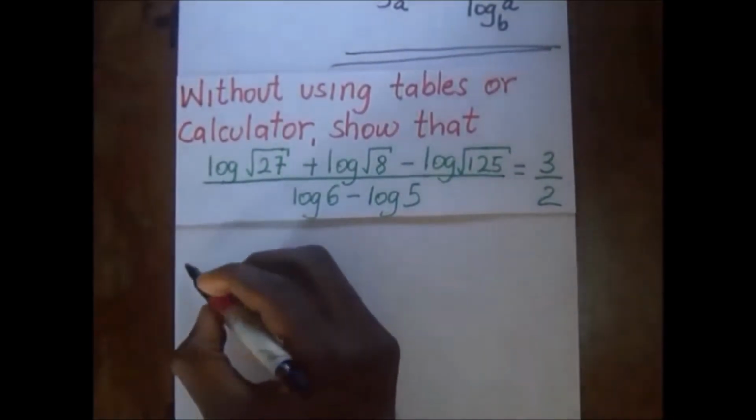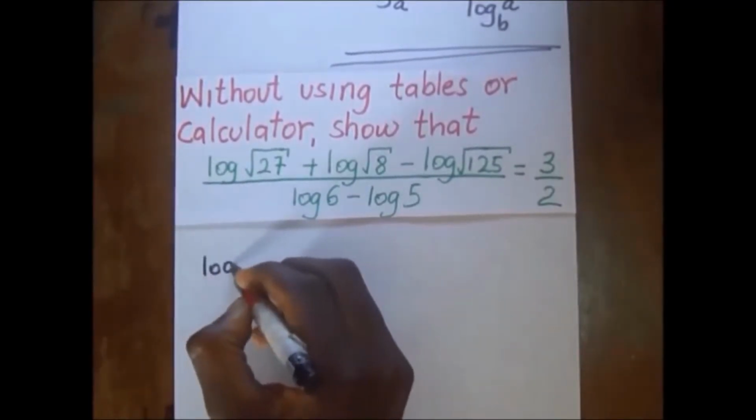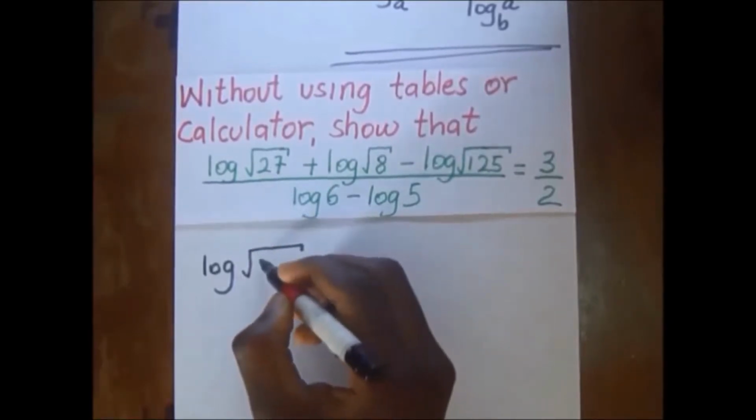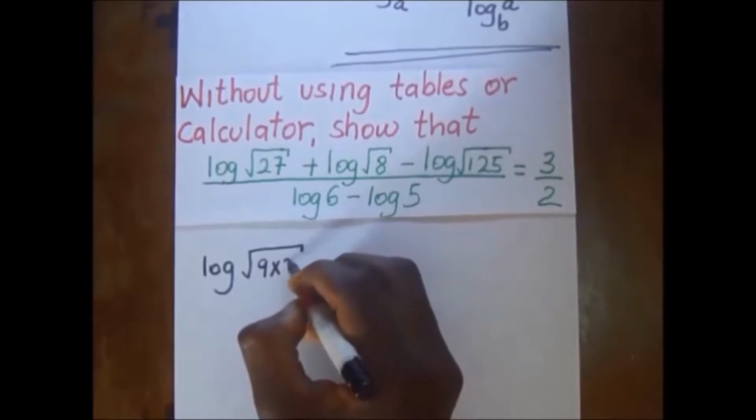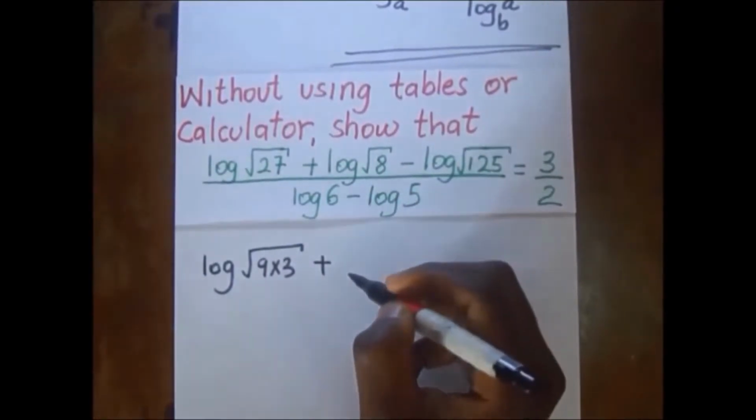So we begin. Log of root 27 is the same as the logarithm of root of, now 27 is the same as 9 times 3, plus log root of 8.